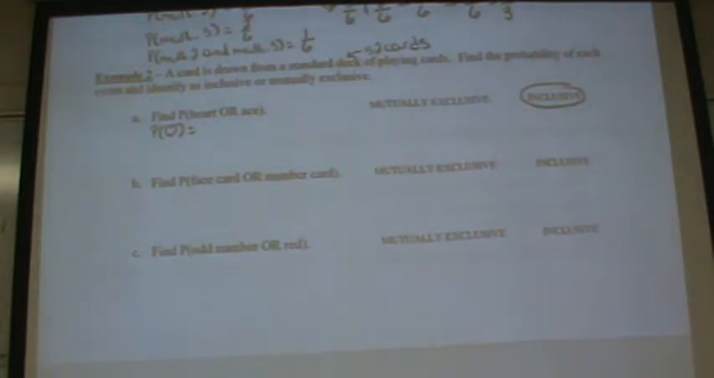So we have to figure out how many hearts are in the deck. Well, we have ace, king, queen, jack, 10, 9, 8, 7, 6, 5, 4, 3, and 2. So we have 13 different hearts, and that's out of our 52 total cards. Then we also need to find the probability of getting an ace. How many aces are in a deck of cards? 4. There's one for each suit. So that's 4 out of 52.